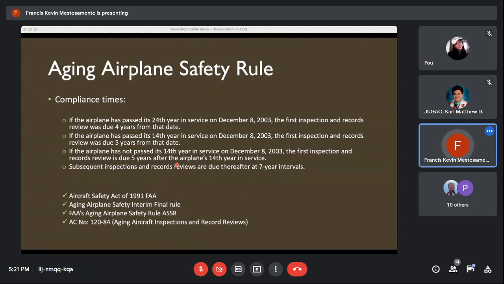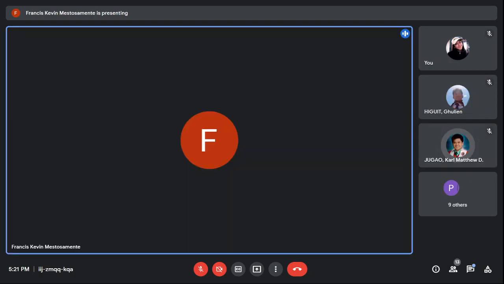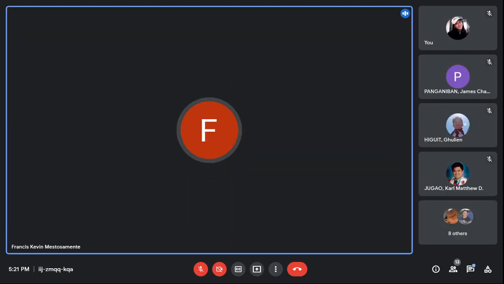Okay, so that ends our discussion for today, focusing on corrosion and a few notes with the aging airplane safety rule from the FAA. So yun lang naman, just take note of this time number and the important details. I will end my discussion here. Let me close my slide.